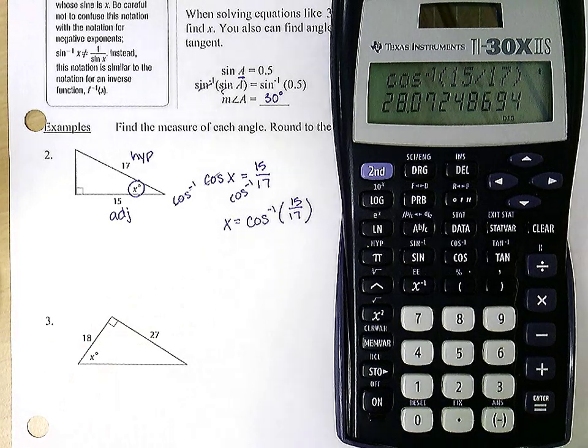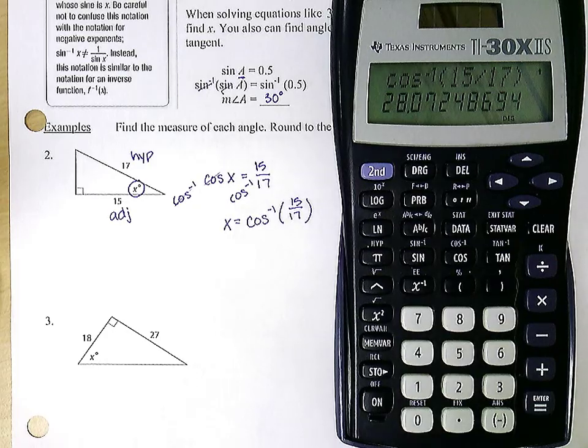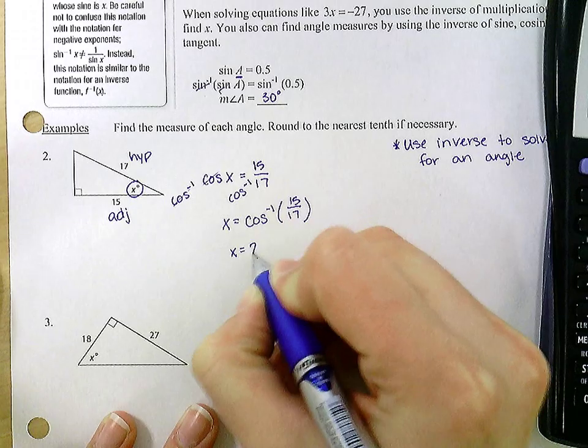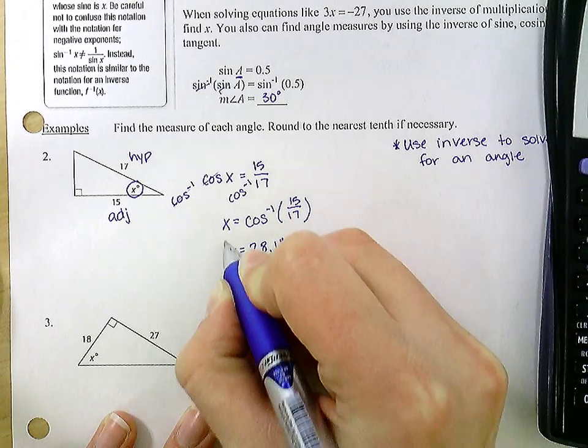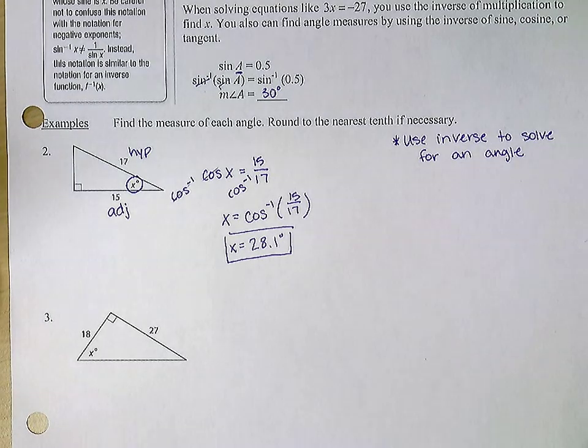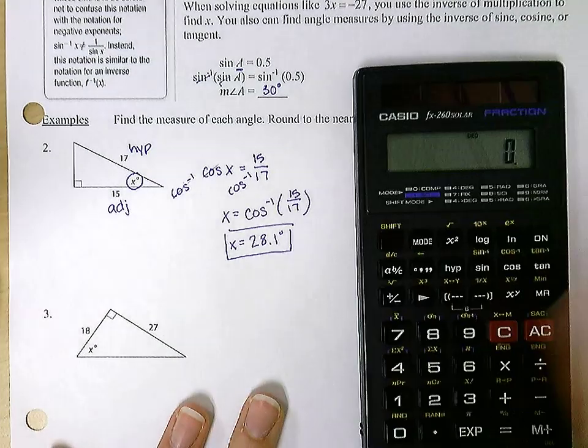So you get 28.07. But we're rounding to the tenth, so 0.1. Okay, so 28.1 degrees. Now, if you have a different type of calculator, I think you can still do cosine inverse on your phone.